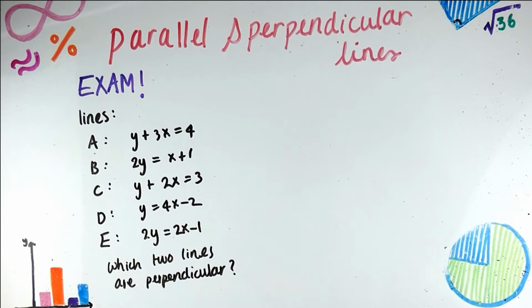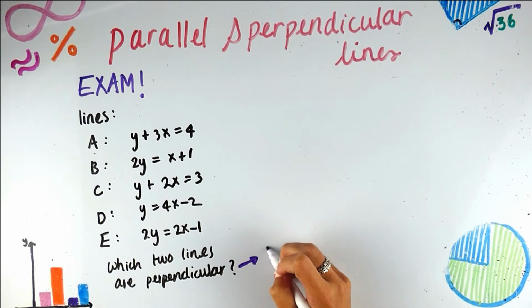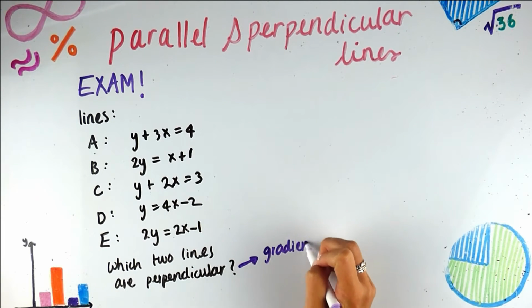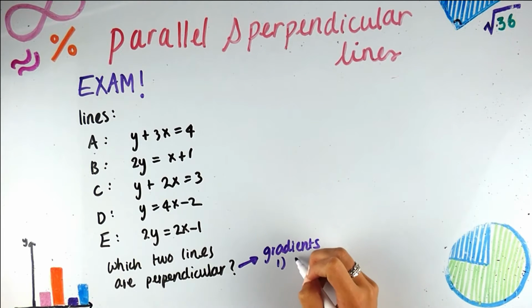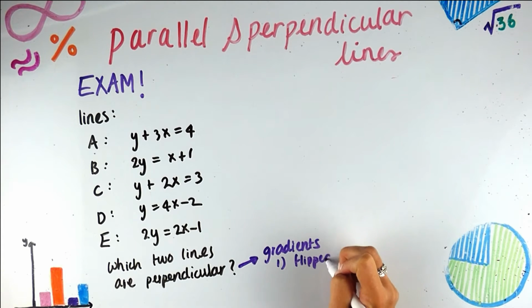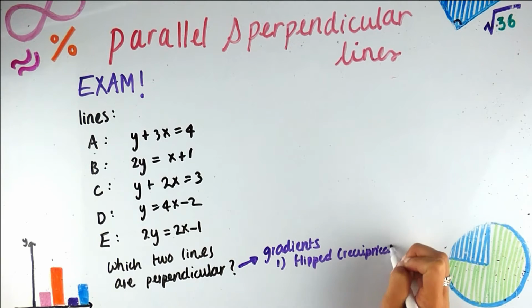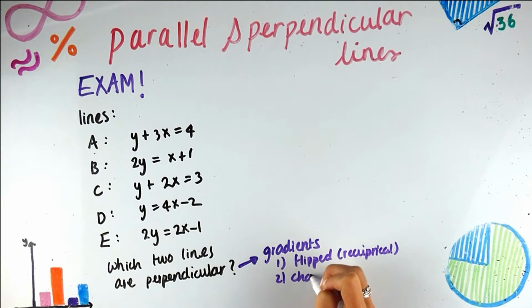Okay, so this next question is a bit different. We've been given a list of equations of lines A, B, C, D, E, and it's asking us which two lines are perpendicular. There's only one thing we need to know about perpendicular lines, and that is what perpendicular is going to mean: the gradients are going to be one flipped, so reciprocal, and two, a change of sign. So as soon as we hear perpendicular lines, it's something to do with working out gradients.